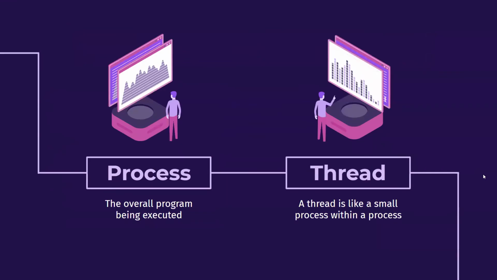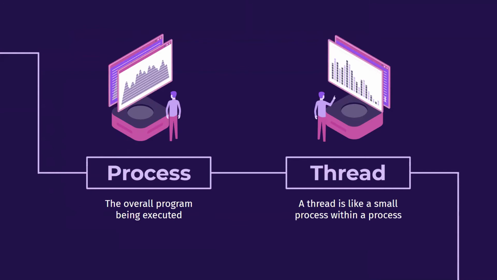A big concept to help us understand why these reorderings happen is multi-threading. With multi-threading, there are two big keywords to understand. The first is process, which is basically the overall program being executed. An example of a process could be an individual Python script that you run, and larger programs like applications have many processes within them. The next word is thread, and a thread is a small process within a process.